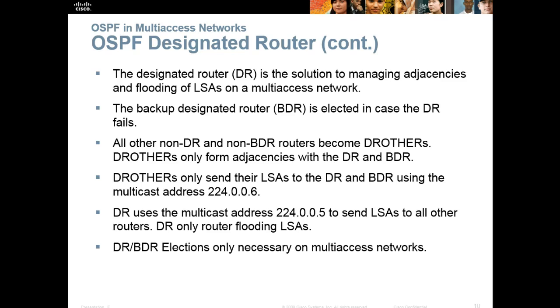So here's a quick rundown of the bullets. The DR keeps adjacencies and flooding off the network, and the BDR is elected in case the DR fails, so the BDR comes up.